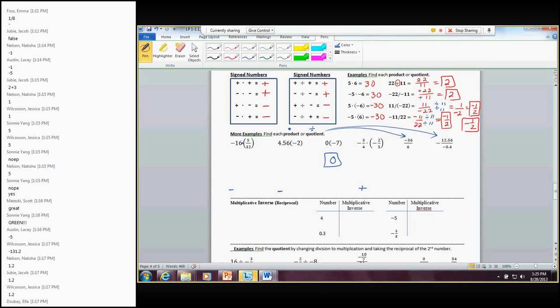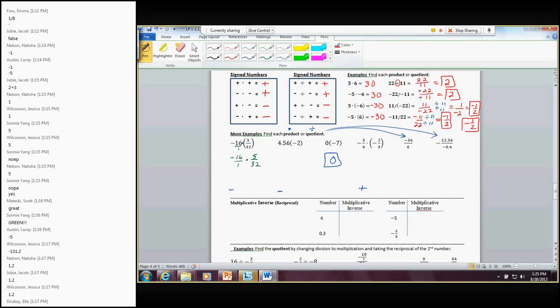Okay. So let's look at this first one. When you have something times a fraction, an easy way to do this is put the first number over 1. So we really have negative 16 over 1 times 5 over 32. When you multiply fractions, you could go straight across, but you're going to get really big numbers, and you're going to have to simplify anyways. So this is how I simplify.